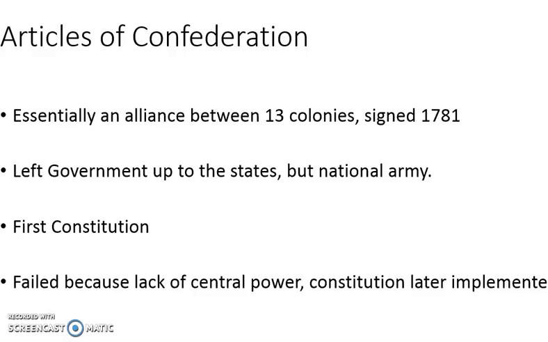It was our first governing body, our first constitution, if you will. But it ultimately got abandoned because it didn't give much power to the federal government as a whole. A lot of the states just flat out ignored it. They did whatever they wanted. So eventually the leaders got together, and the Constitution, as you see today, was implemented.